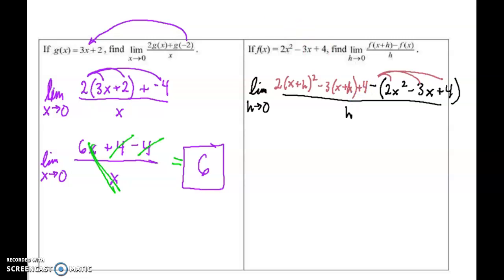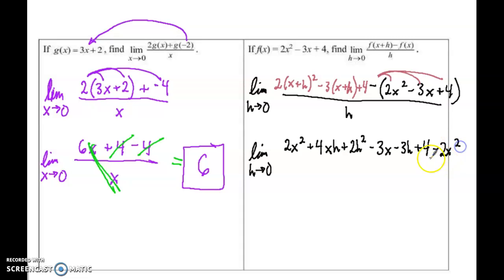So now when I take my next step, I'm just going to FOIL things out and distribute 2 in there. So try this on your own. Feel free to pause the video. Make sure that you're getting the same thing as I am. It looks like I'm going to run out of space.